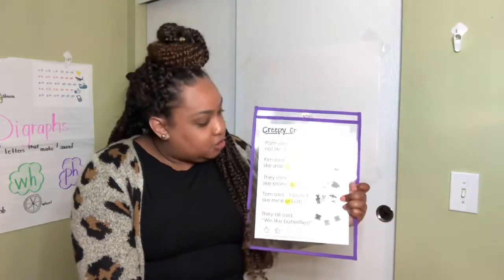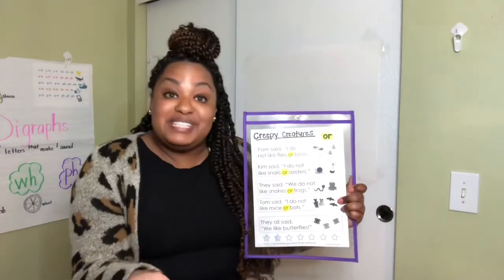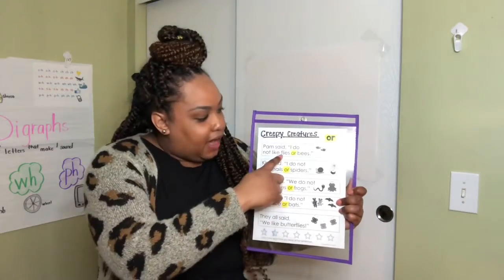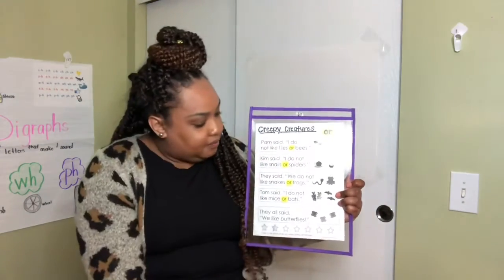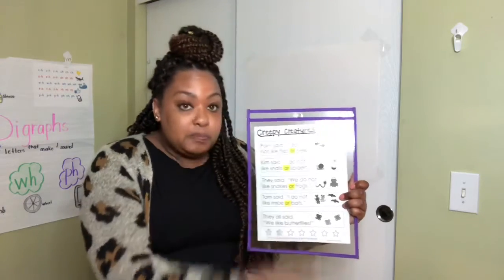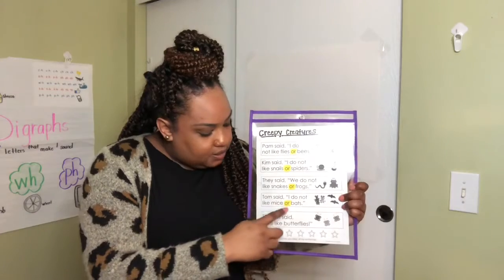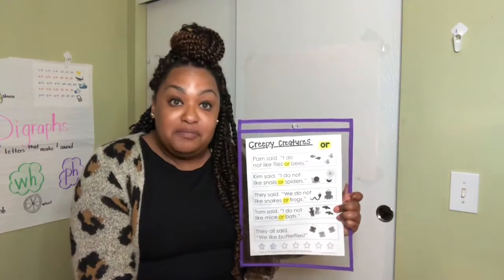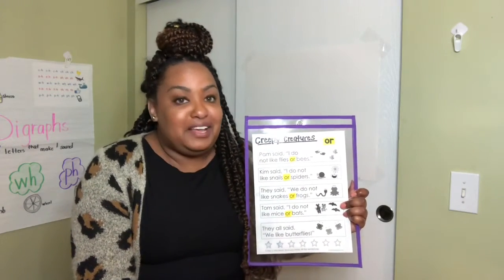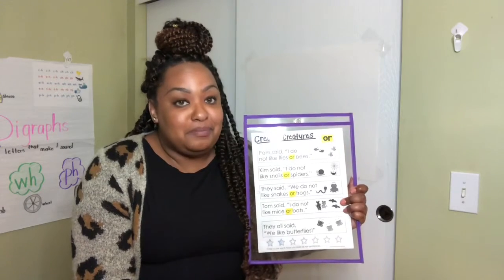It was giving us the choice of, or it was telling us of the two choices: flies or bees, snails or spiders, snakes or frogs, mice or bats. And all of these creatures are creepy. They're not really liked by many people. As we move on, I want my friends to continue practicing the word or.